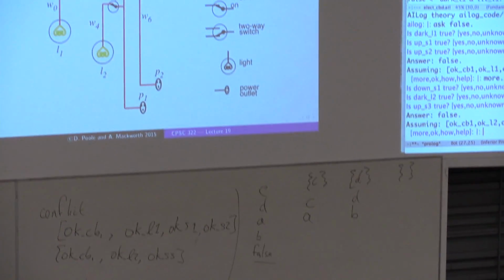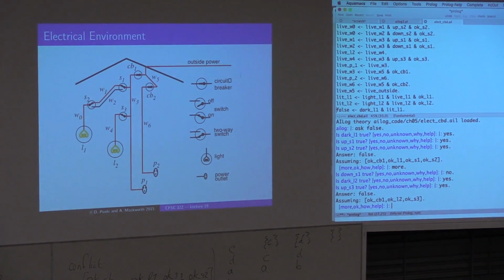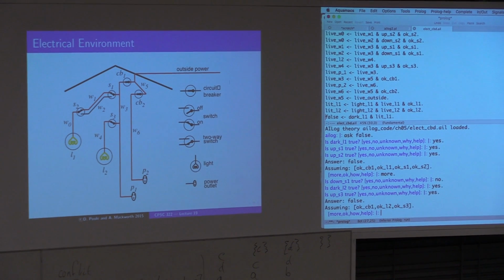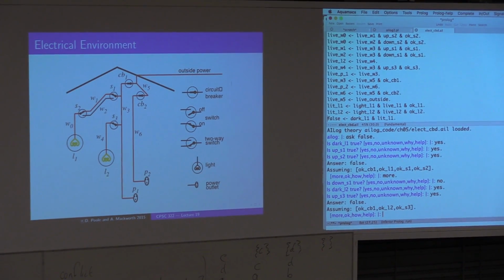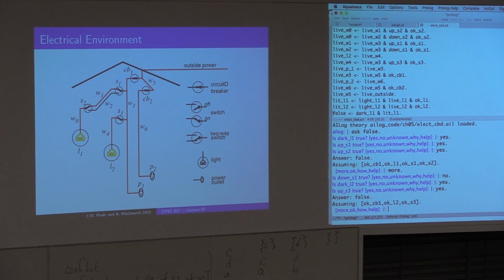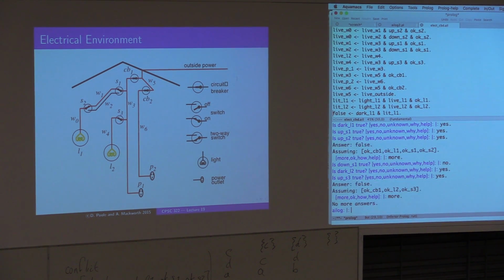So if we assume the circuit breaker is working and the light switch is working and the light is working, we get a contradiction. Does that make sense what we're doing? Any questions about that? If we ask for more, we'll find there are no more answers in here. So what do you think might be going on here? What do you think might be wrong with our system?